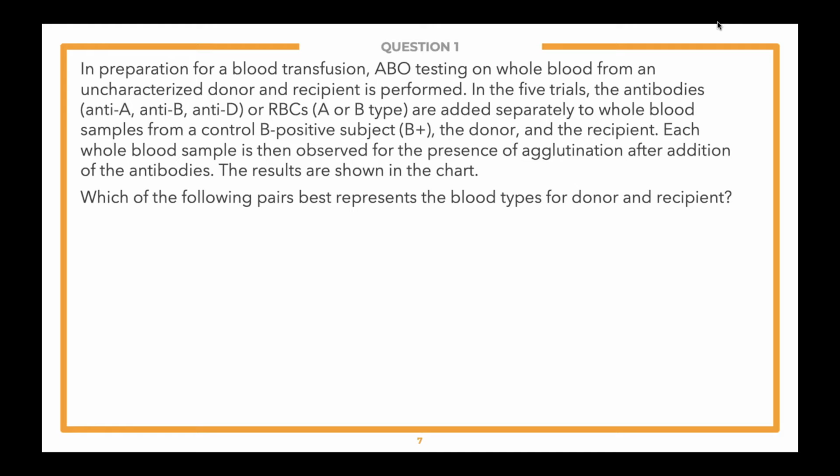After that, we like to begin with the lead-in, which is the last sentence or the question itself. And the reason we do that is because we want you to know what the test writer is asking prior to reading that vignette, so you can pick up on all those relevant clues and prevent yourself from having to waste time and reread that question on test day. So with that, let's go ahead and begin with our lead-in. Which of the following pairs best represents the blood types for donor and recipient?